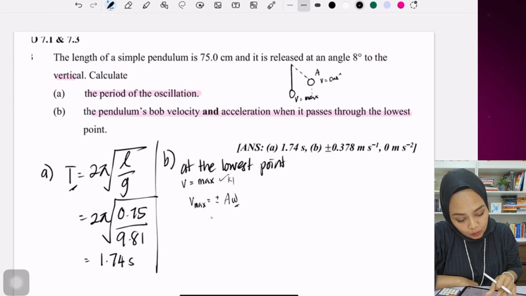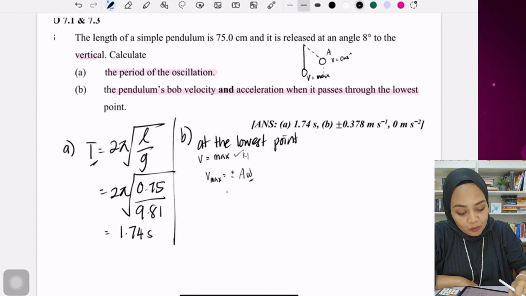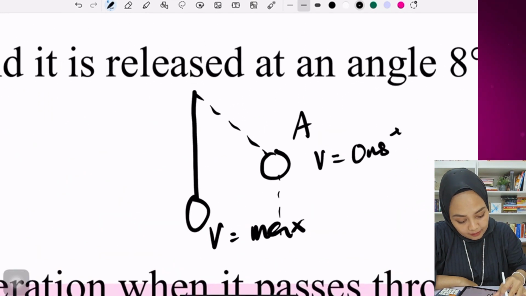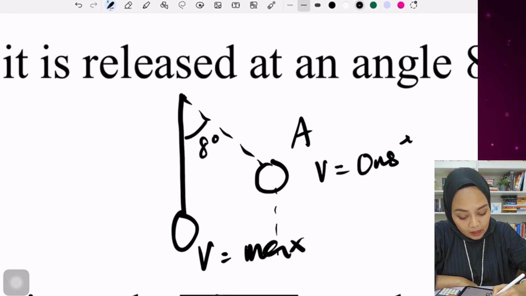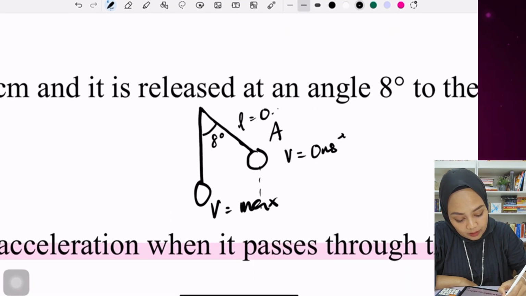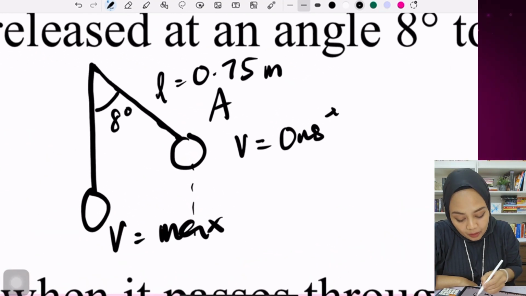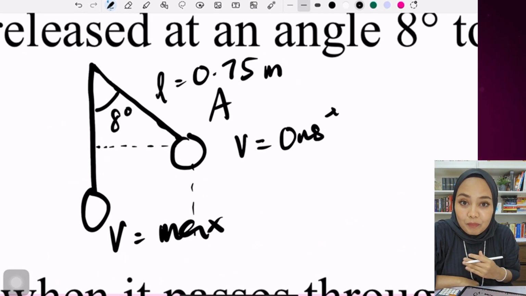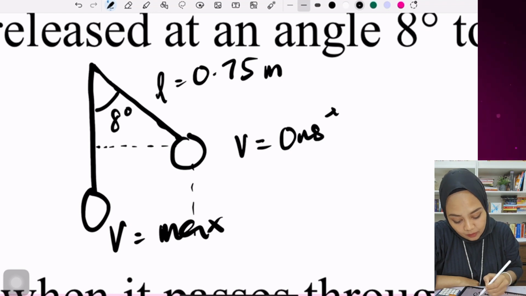The amplitude, we don't have the amplitude. But what we do know here is the angle. We have the angle, which is 8 degrees. So if we have the length, that would be 0.75 meters. Yes, it is 75 centimeters, so I changed it to meters. We can get this part. So this is our maximum displacement. So we can get the A. Okay, so the A is here.